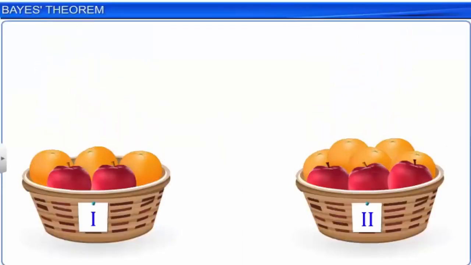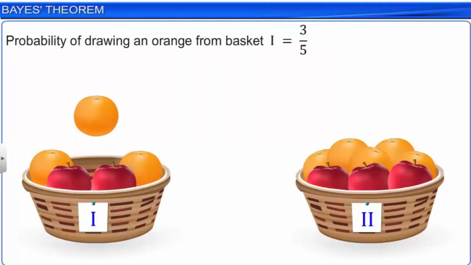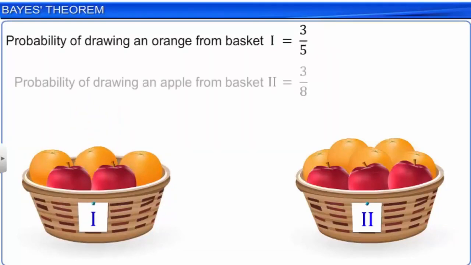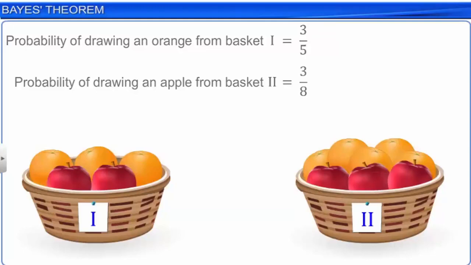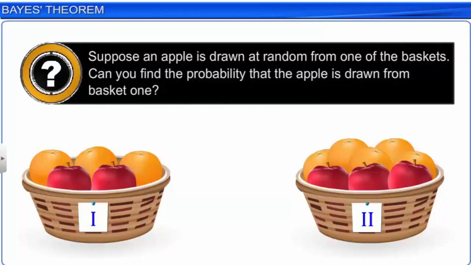Here are two baskets. There are 2 apples and 3 oranges in basket 1 and 3 apples and 5 oranges in basket 2. The probability of drawing an orange from basket 1 is 3/5, and the probability of drawing an apple from basket 2 is 3/8. In both the cases, the fruit drawn is given and the basket from which the fruit is drawn is also given. Suppose an apple is drawn at random from one of the baskets. Can you find the probability that the apple is drawn from basket 1?